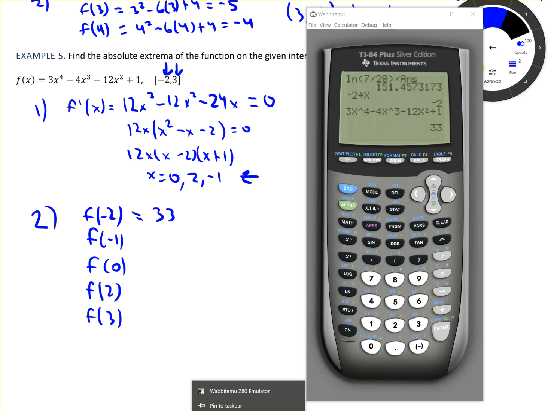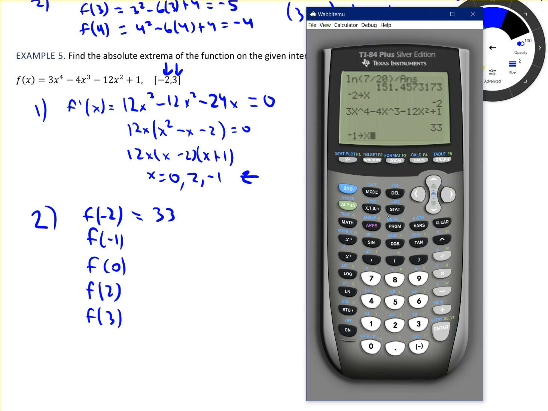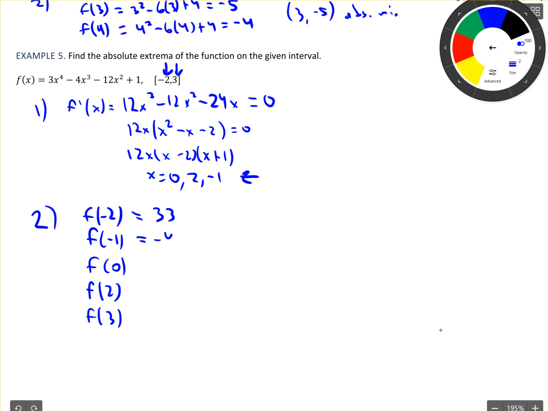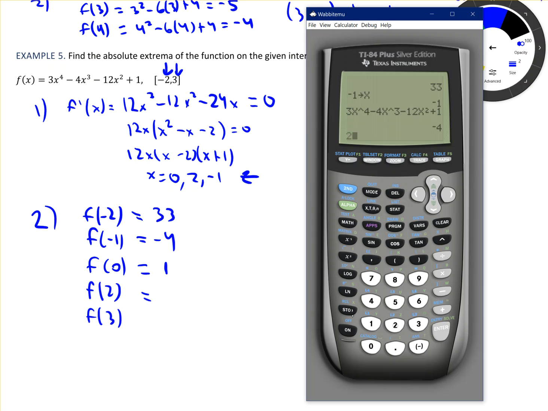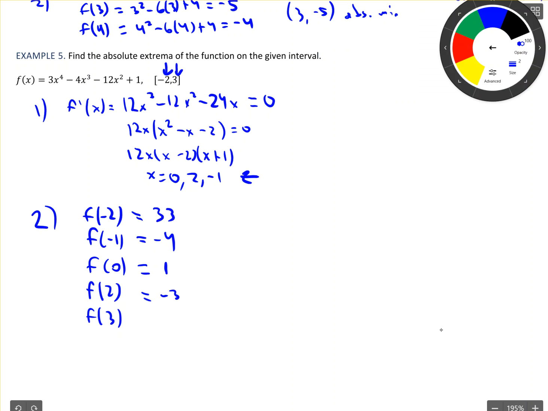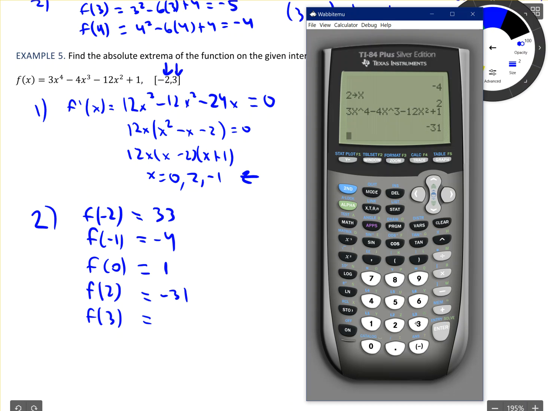Now let's go ahead and let negative 1 equal x, and then we'll plug that all back in again. So we get negative 4. Plug in 0. Well, that one's easy. I get 1 because the first three terms all go to 0. Plug in 2. Go back and plug that all in again. I get negative 31. Then plug in 3. So I get 28.